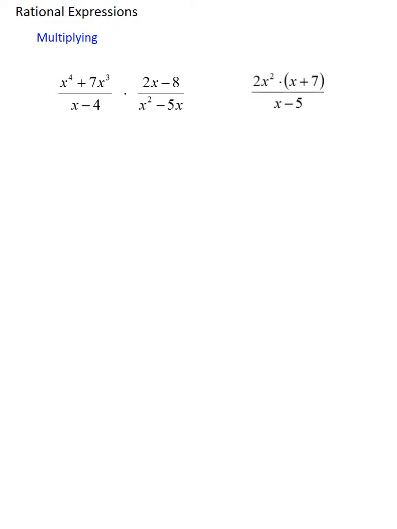It's not generally agreed upon whether or not we should distribute the 2x squared into the parentheses. In other words, it's not agreed upon whether we should leave the answers in factored form or standard form. Either one is fine, and none is better than the other.